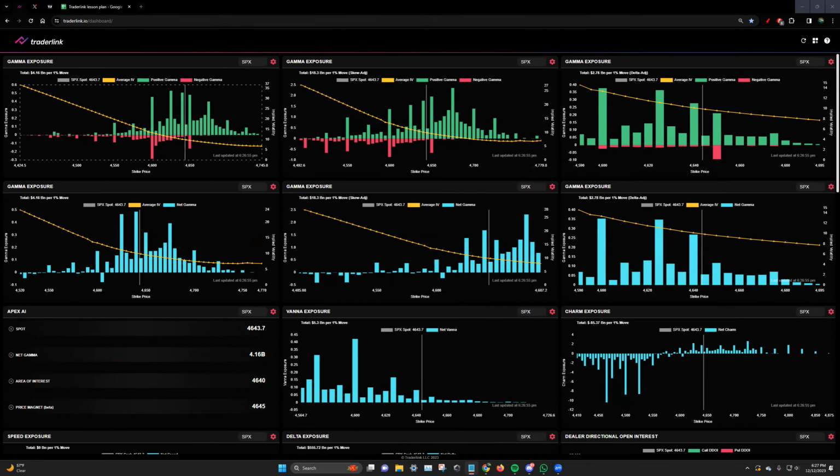There's one specific situation you need to watch out for: when negative Vanna is passed over, it creates an accelerant effect if IV continues to drop. Let's write that out. Accelerant. I can't spell.